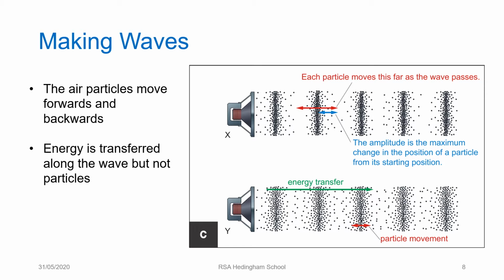The amplitude is the maximum movement of an air particle from its starting position. And you can see that by the blue arrow. That is the amplitude of one wave or air particle. And the red arrow shows the total movement of that particle, and you'll see the total movement is twice the amplitude, because the amplitude is from the middle, which is the starting position.